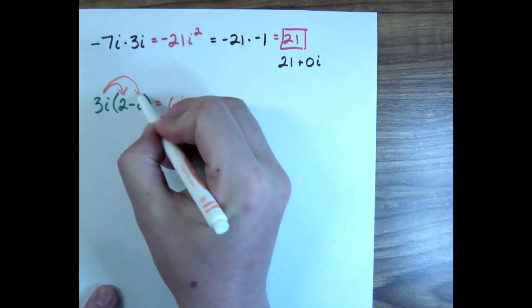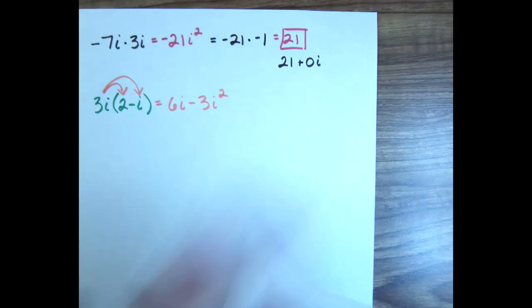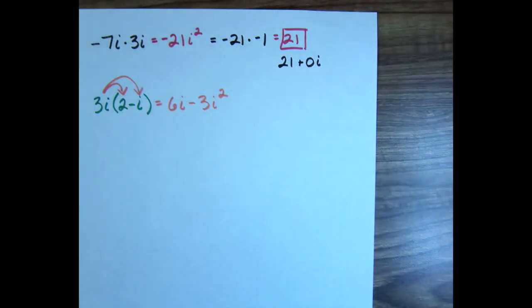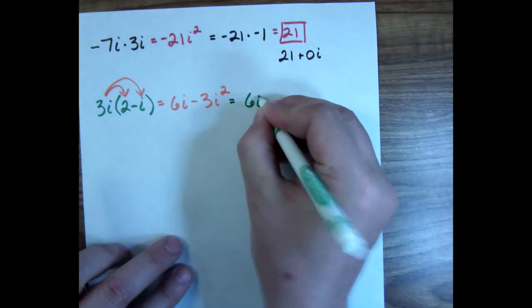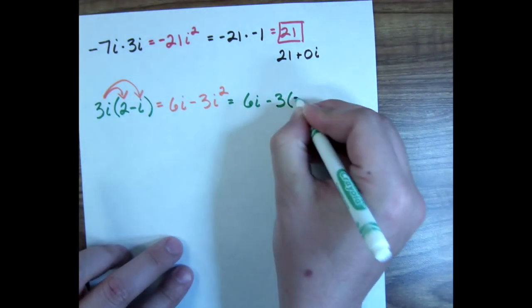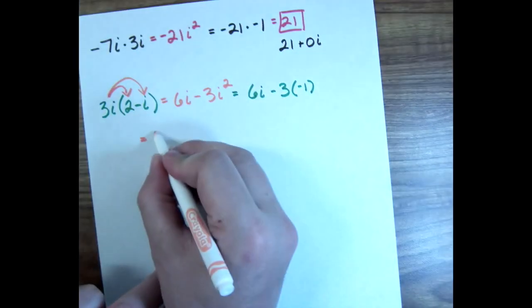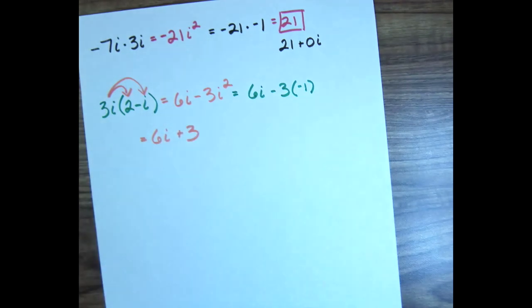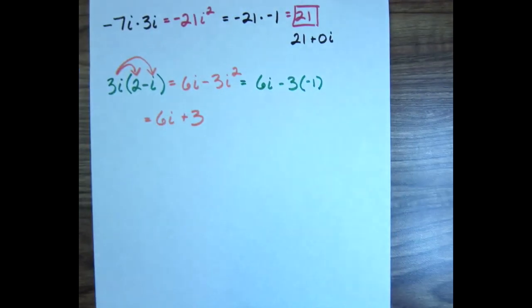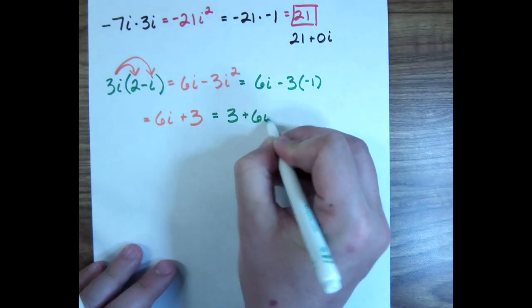3i squared. Minus, yeah, negative minus 3i squared. But 3i squared. Yep, i times i squared. Yep, i squared is -1. So this is 6i minus 3 times -1, which is 6i plus 3. 6i plus 3 is fine, but we like to put the complex number on the end, so 3 plus 6i is better.